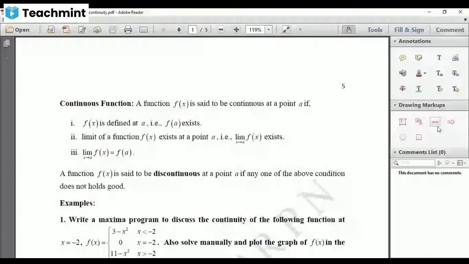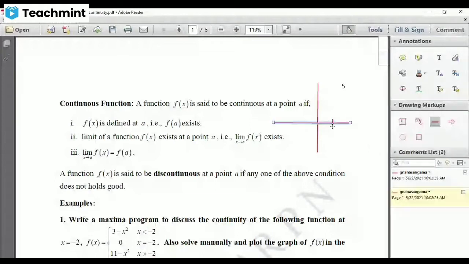See what we are doing. Let me draw a picture so that you will come to know. Let me take the x-axis, and let me take the y-axis, which is nothing but f of x. So this is the x-axis, this is the f of x axis. Let us assume there is a point a here. So this is our point a. Now, what they are saying is that f of x is defined at a.